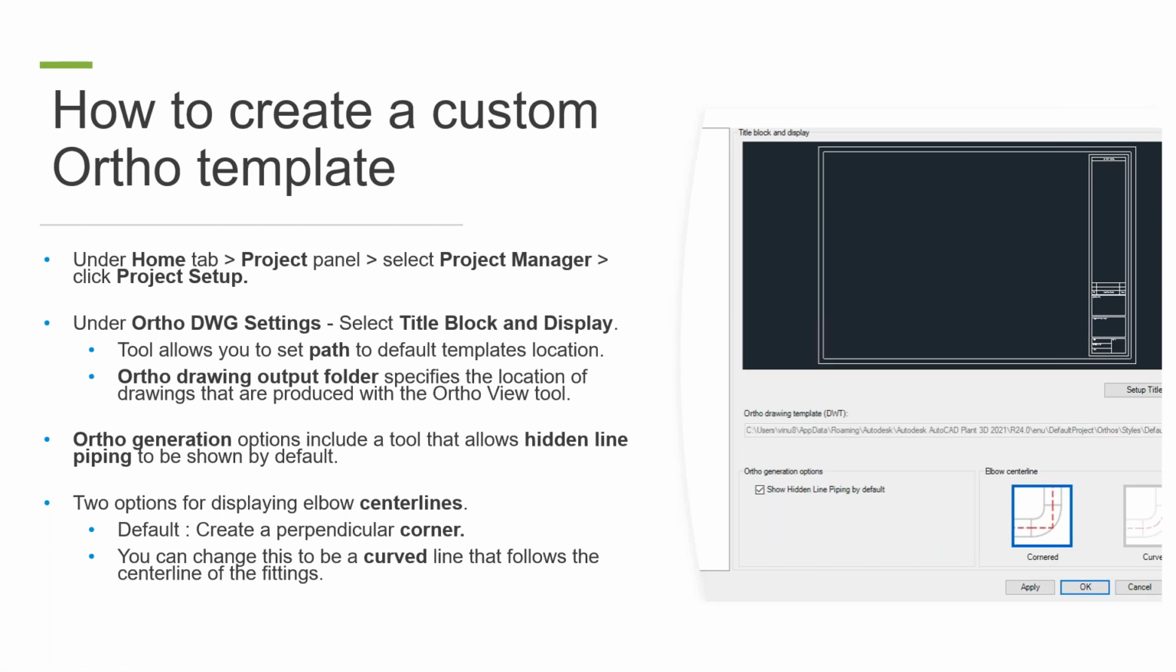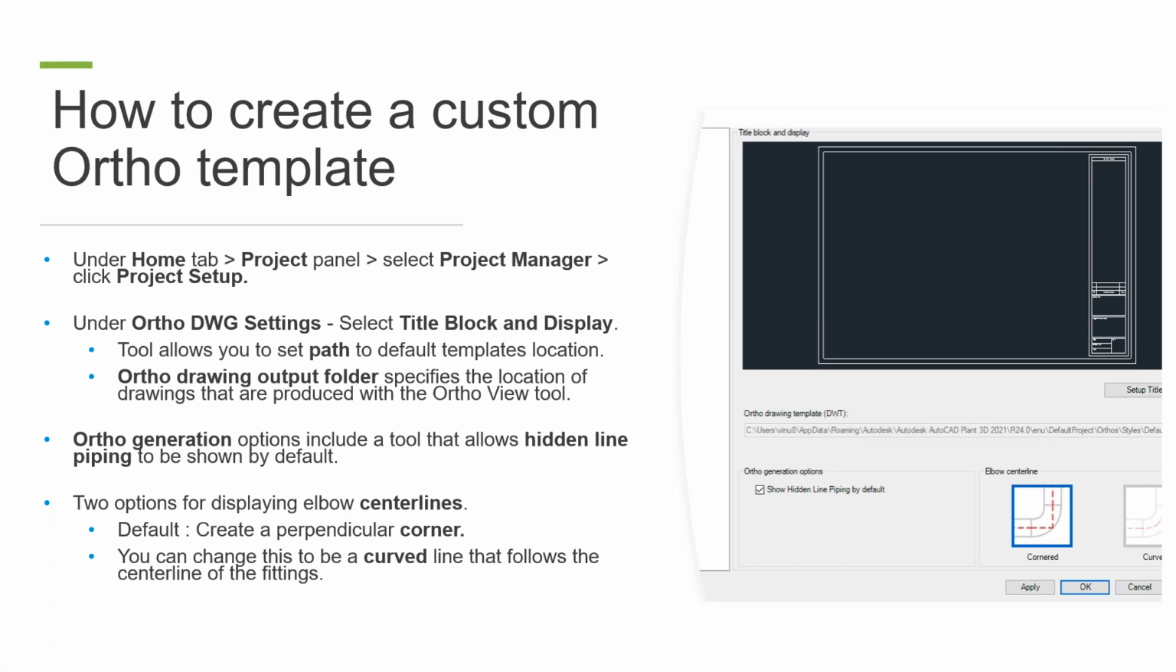The ortho drawing output folder is defined. It defines the location of where ortho is going to be created, but the template you can see is actually shown here on the screen, and it's looking from my roaming profile here in this case. So we are able to set that in Project Setup, tells it where to go get that ortho, and you can set up layers, additional layers if you want them.